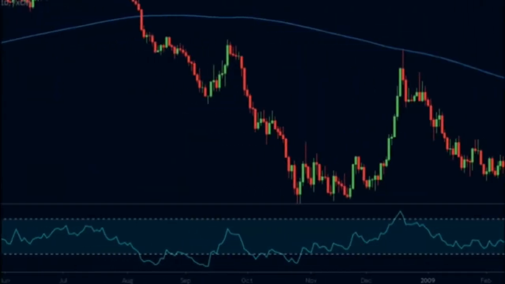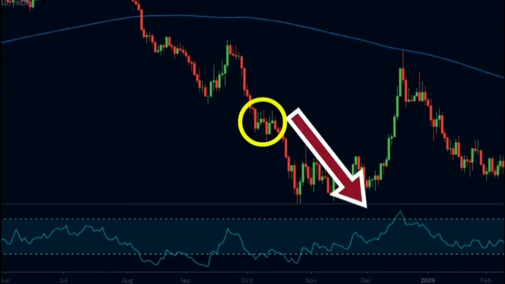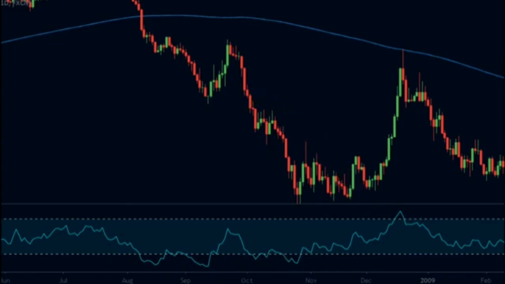For example, in this chart we can clearly see that the price has made a lower low, but the RSI made a higher low. This is a bullish divergence. Many people might have bought here, but after a little pause, the prices continued to sell off. So, how do we avoid getting trapped in these trades?